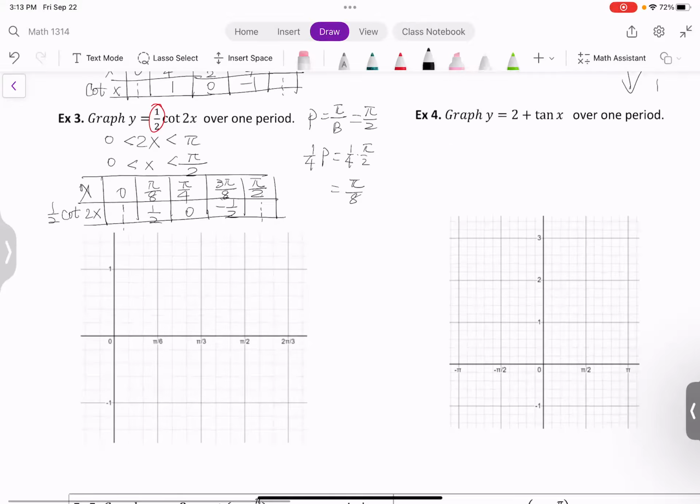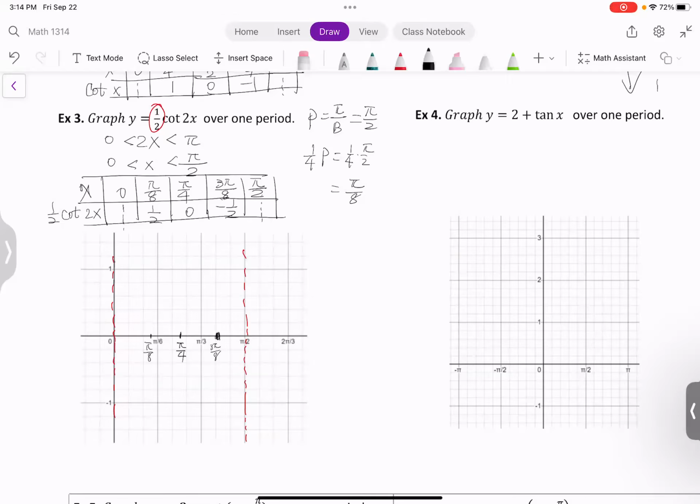So let's find the points. The first one is a vertical asymptote, and this is also a vertical asymptote. I will find the pi over 4 first because it's in the middle of 0 and pi over 2. This is pi over 4. This is pi over 8. And so, for example, let's say this point is 3 pi over 8.